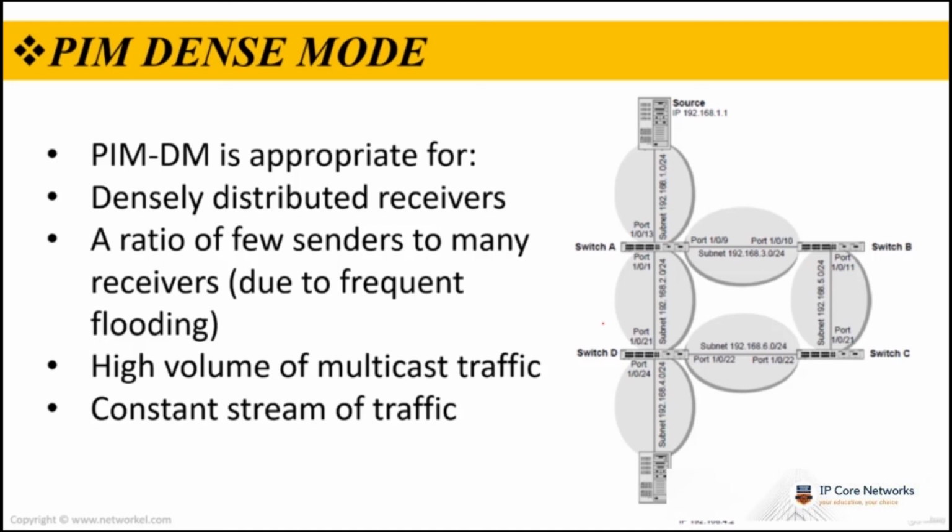Apart from the prune message, PIM Dense Mode makes use of two more messages, and they are graft and assert. Graft messages are used whenever a new host wants to join the group, and assert messages are used to shut off duplicate flows on the same multi-access network.